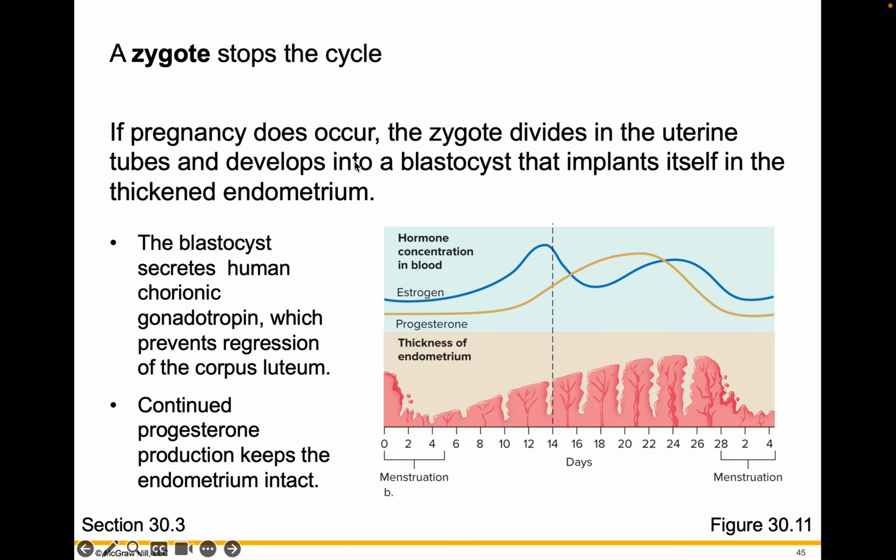If pregnancy does occur, the zygote divides in the uterine tubes and develops into a blastocyst that implants itself in the thickened endometrium. The blastocyst secretes human chorionic gonadotropin, which prevents regression of the corpus luteum. Continued progesterone production keeps the endometrium intact. This human chorionic gonadotropin, or HCG, is the hormone that is detected in a human pregnancy test.